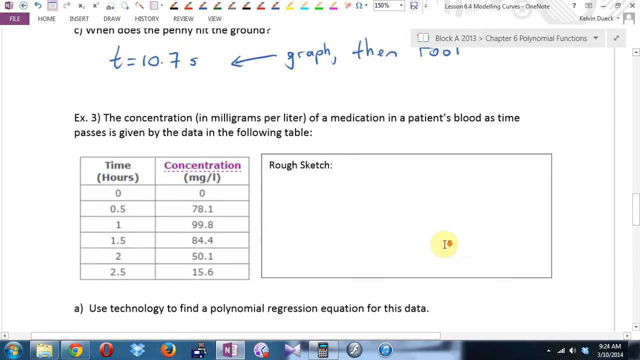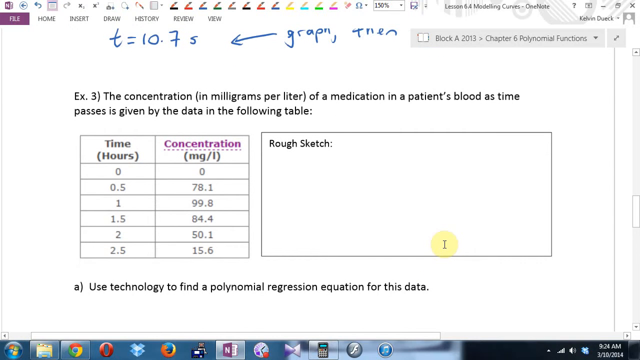Example 3. Some more medical data. The concentration in milligrams per liter of a medication in a patient's blood as time passes is given by the data in the following table. Okay, let's enter this data.